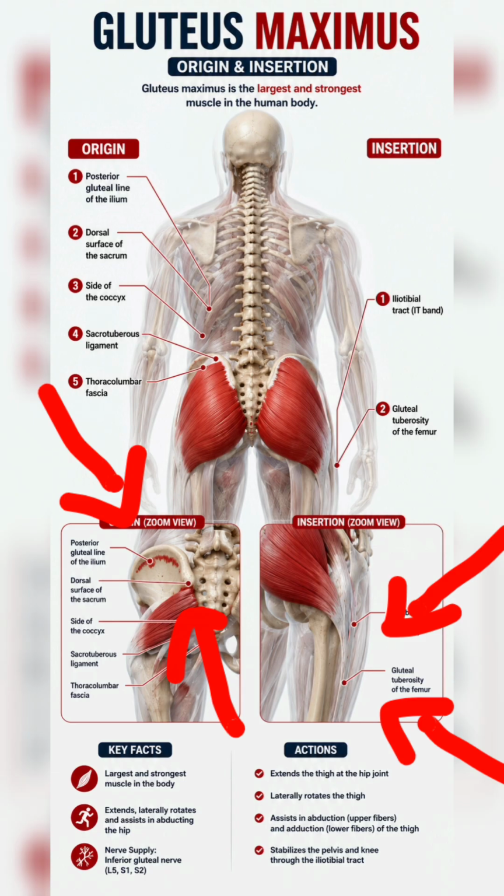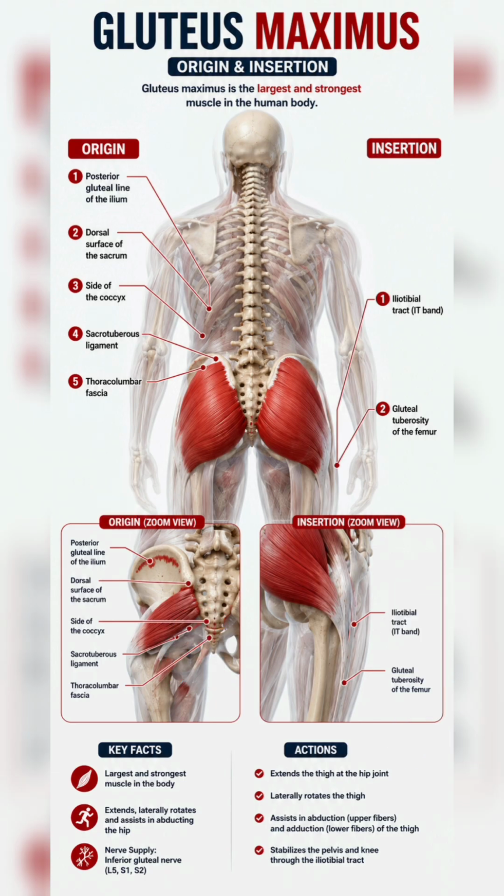Then the insertion point: it inserts into the iliotibial tract, also called the IT band, and the gluteal tuberosity of the femur. Okay. So remember, the origin points are the ilium and the sacrum and coccyx. In the ilium, the posterior part, that is the posterior surface of the ilium, behind the posterior gluteal line. The second one is the sacrum and coccyx, the posterior surface of the sacrum and the coccyx bone.